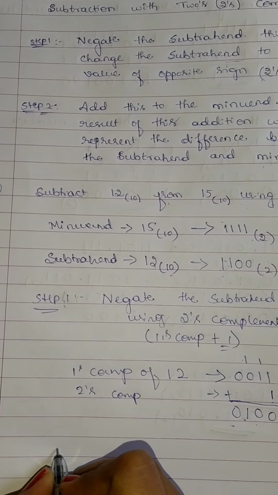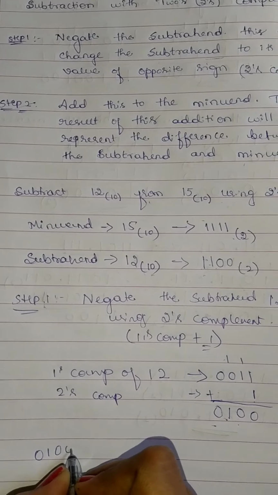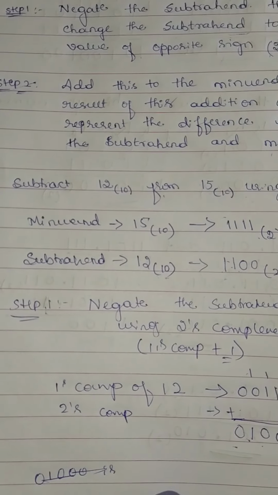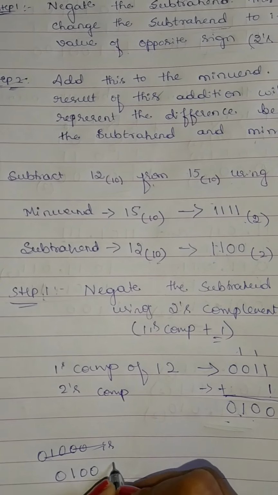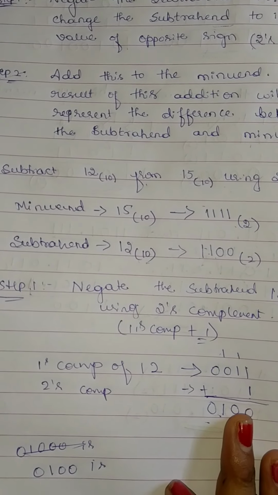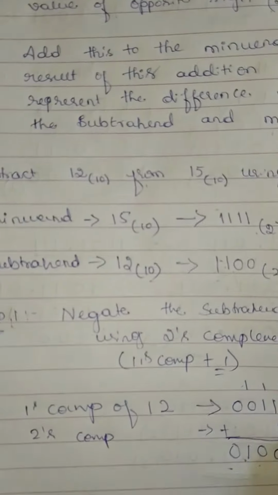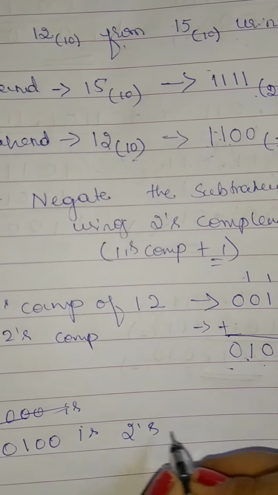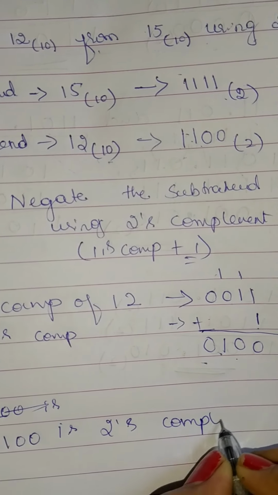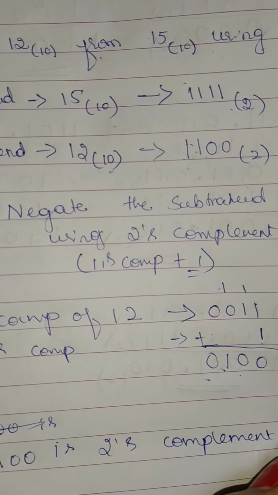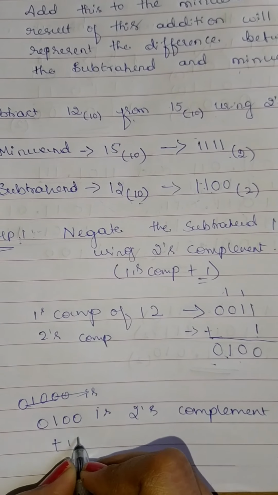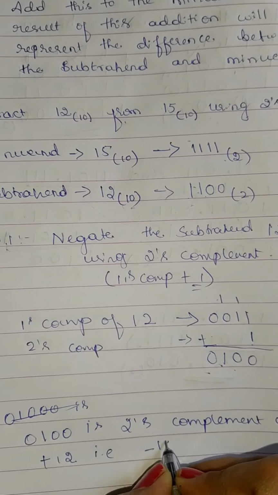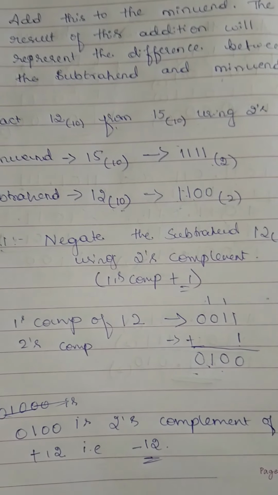So hence 0100 is the two's complement of plus 12, that is minus 12, which is represented as minus 12.